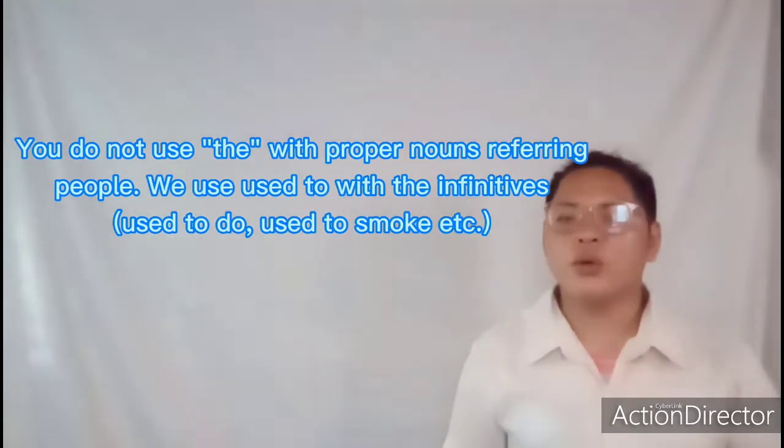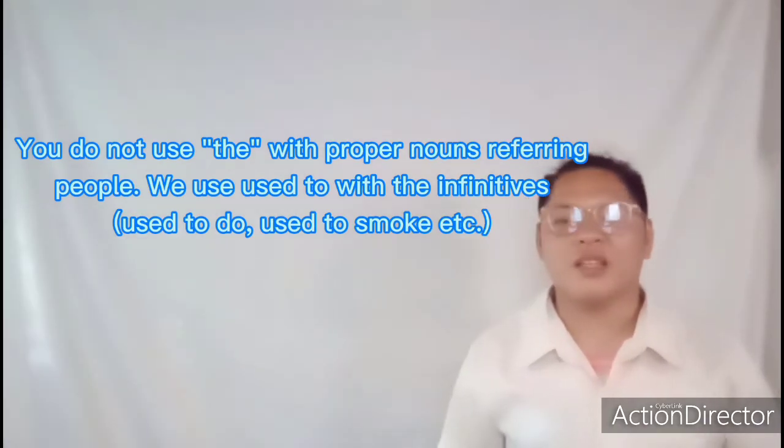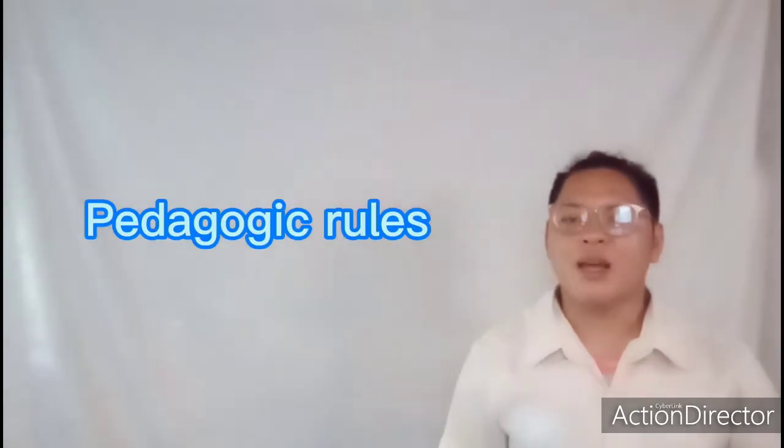You do not normally use the with proper nouns referring to people. We use used to with the infinitive, used to do, used to smoke, etc., to say that something regularly happened in the past but no longer happens. So that is an example of the descriptive rules. So let us talk about the pedagogic rules.